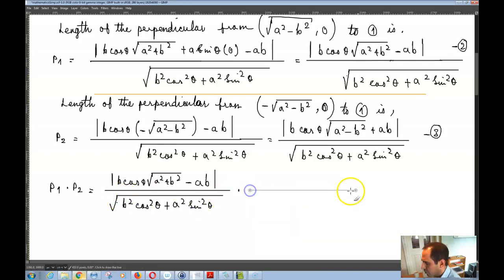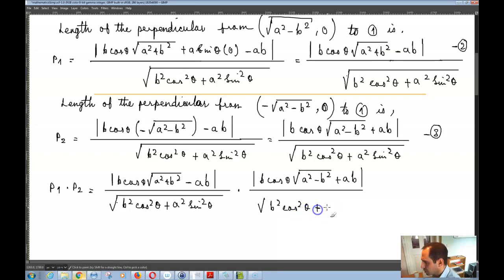And you want to multiply this by this thing here, which is the absolute value of b cos theta times the square root of a squared minus b squared plus ab over the square root of b squared cos squared theta plus a squared sine squared theta. Okay, so that's P1 times P2.